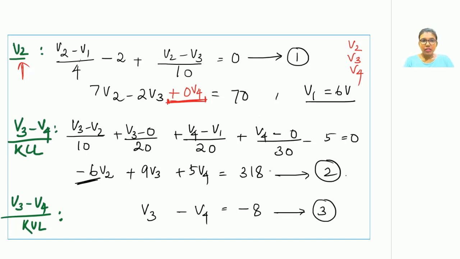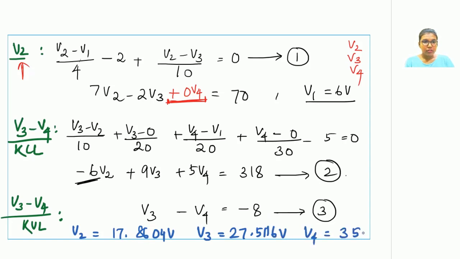Now, solving these three sets of simultaneous equations, one can obtain the values of V2 as 17.8604 volts, V3 as 27.5116 volts, and V4 as 35.5116 volts. And already V1 is known to us, which is equal to 6 volts. So this is how one can figure out the nodal voltages values using nodal analysis in the presence of a voltage source which is present in between two non-reference nodes.